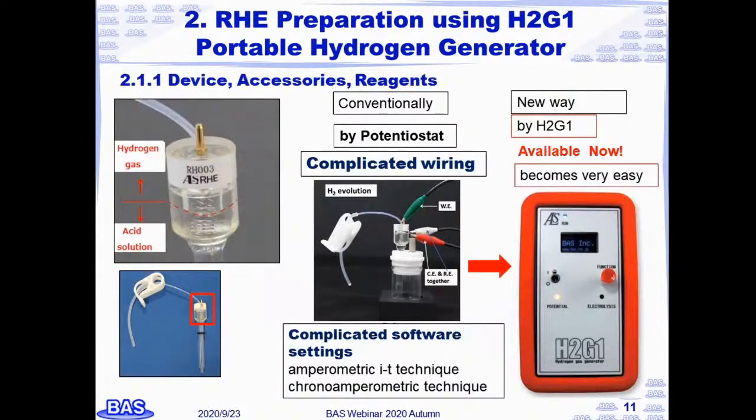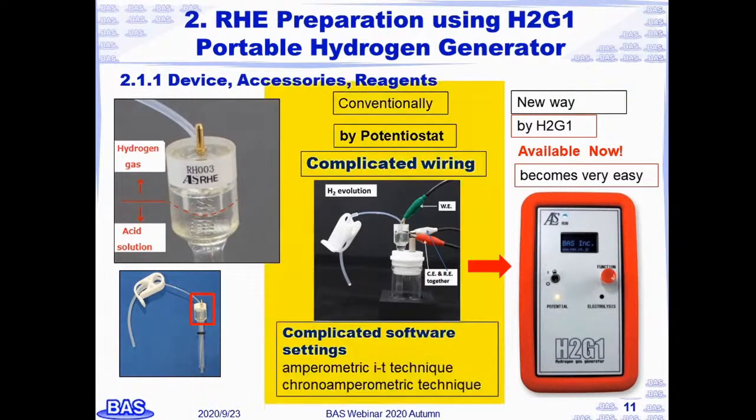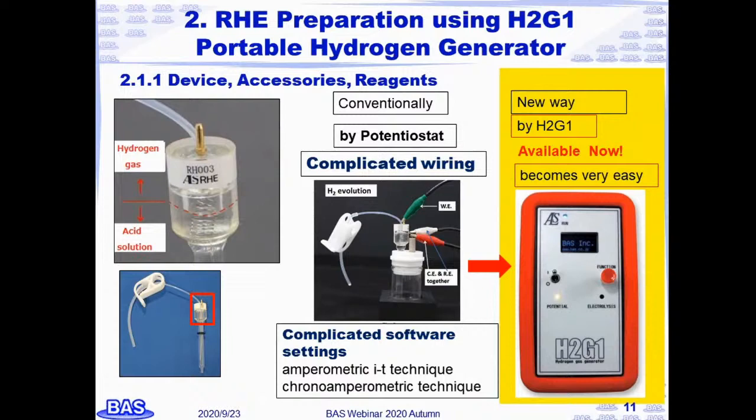To prepare RHE, we need electrolysis. Electrolysis can be made by a constant current for a certain time. Conventionally, a potentiostat has been needed for electrolysis. However, the space of the laboratory and the number of potentiostats are limited. To solve this issue, we have developed a new way. We have recently released a new item, the H2G1 portable hydrogen generator. By using this H2G1 portable hydrogen generator, electrolysis will be performed easily without complicated wiring and software settings.